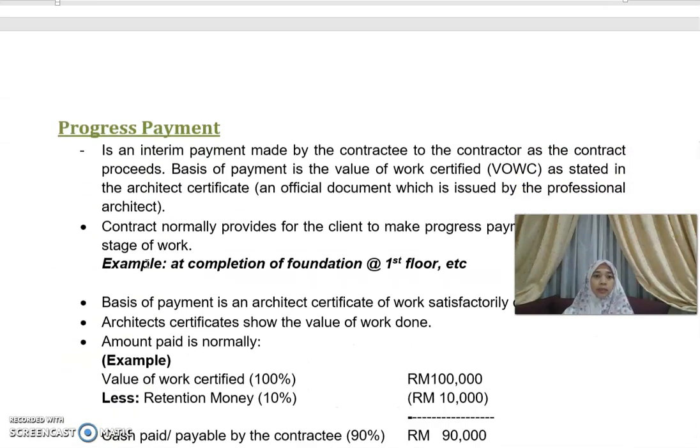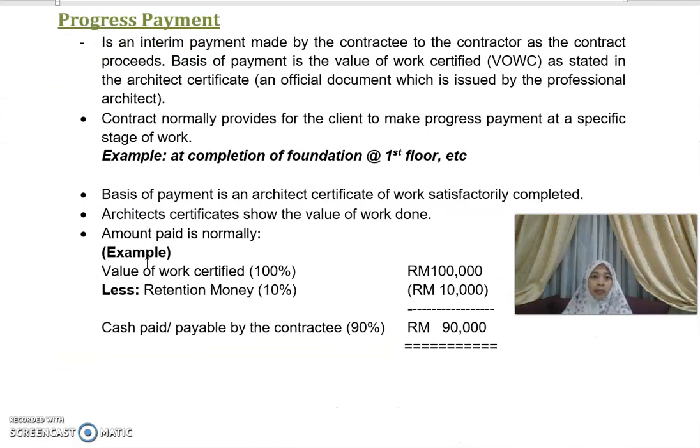Next that you need to know is about the progress payment. Progress payment is an interim payment made by the contractee to the contractor, or the buyer to the seller, as the contract proceeds. The basis of payment is the value of work certified, as stated in the architect certificate. The contract normally provides for the client to make progress payment at a specific stage of completion. For example, at completion of foundation or at the first floor, you need to make a certain amount of progress payment. The basis of the payment is an architect certificate of the work satisfactorily completed.